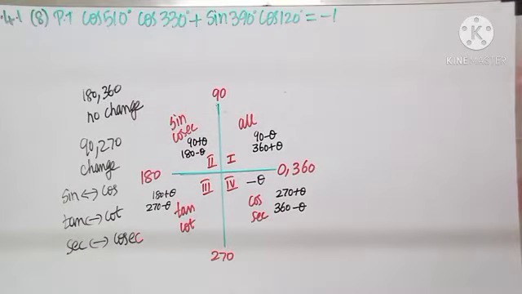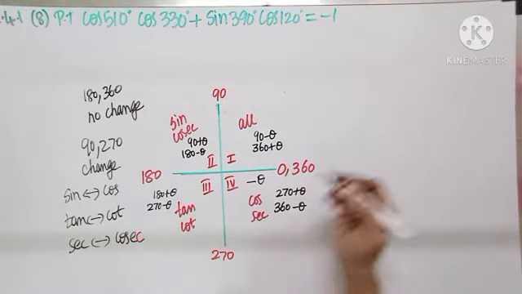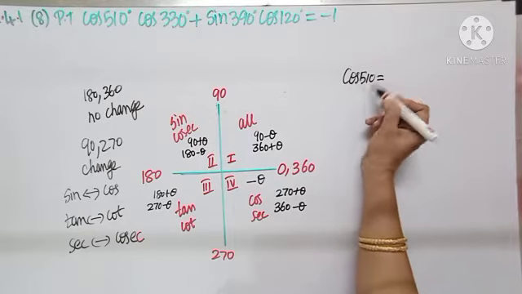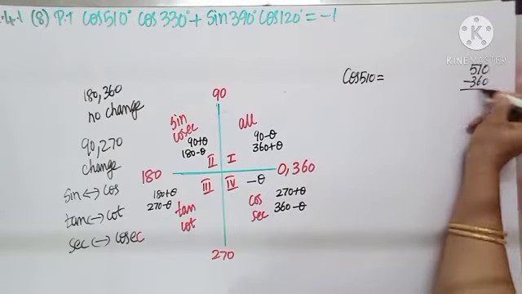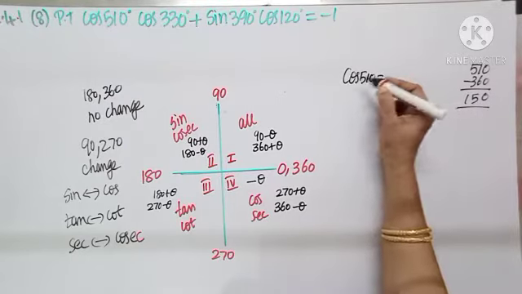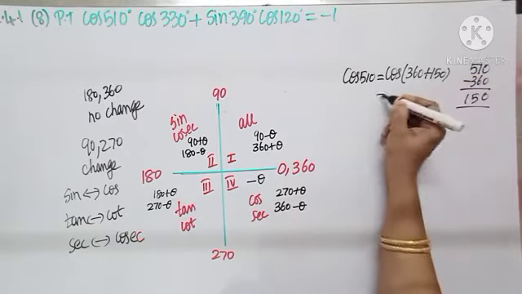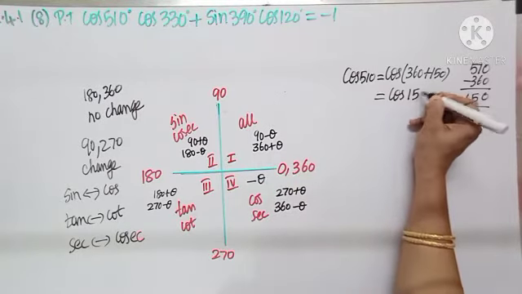Question number 8. Prove that cos 510 cos 330 plus sin 390 into cos 120 equals minus 1. Again we are going to use the quadrant rule. Let us calculate cos 510. Remember, when it is more than 360, let us subtract. As I subtract 360, I get 150. So cos 510 can be written as cos of 360 plus 150. Ignore 360, it is first quadrant. So I will get only cos 150.